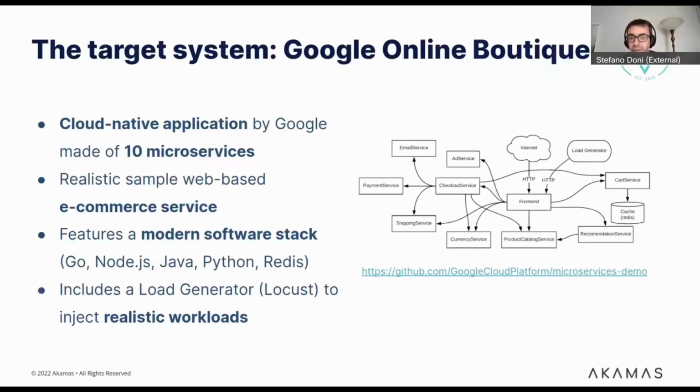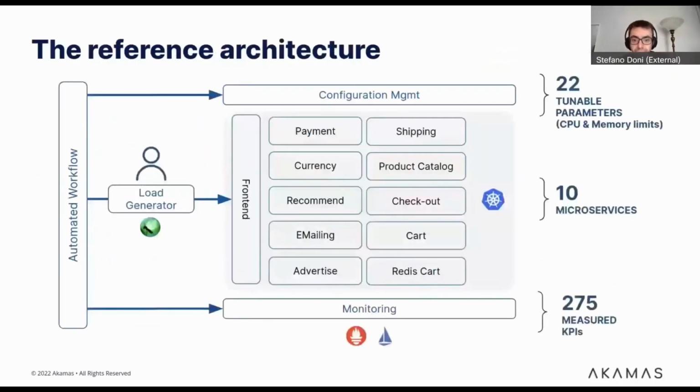So the architecture is shown here. In the central part of this picture, you have the Online Boutique application, which is, again, 10 microservices running on Kubernetes. As regards the optimization, you can see that in this example we are optimizing with Akamas 22 parameters, which are the CPU and memory limits for each microservice.